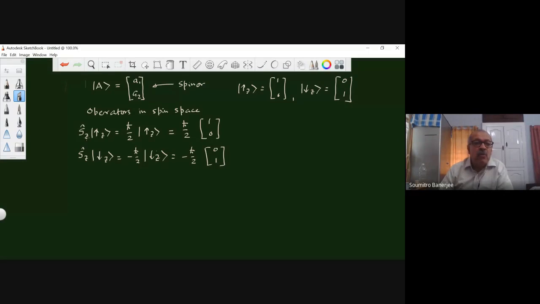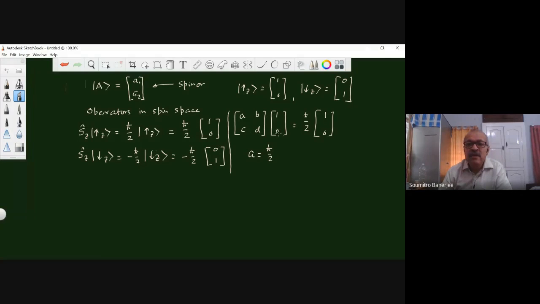Then we are trying to find out what operator this is. Let us say this operator is the matrix A, B, C, D, operating on 1, 0, and giving me h cross by 2 times 1, 0. That immediately gives me A times 1 plus B times 0 is equal to h cross by 2, so A is equal to h cross by 2. And C times 1 plus D times 0 is C, which is then 0, right?